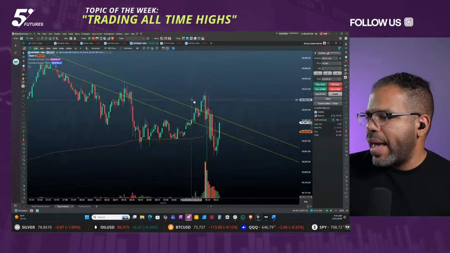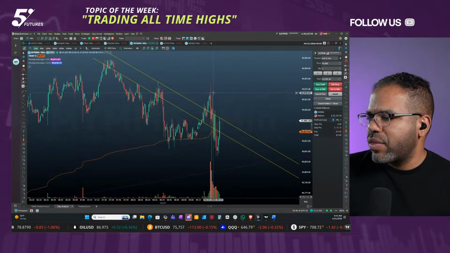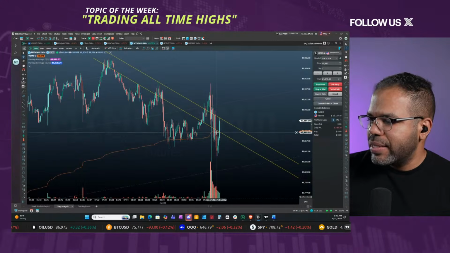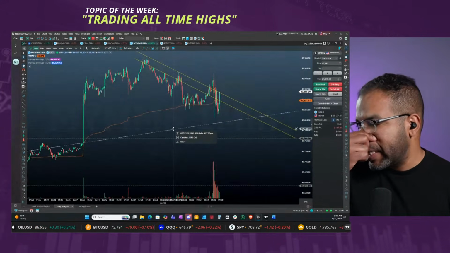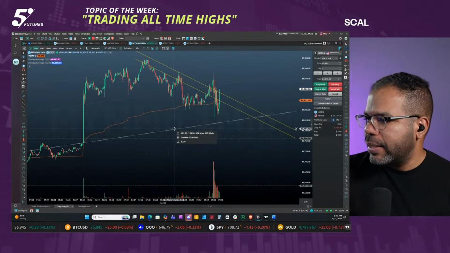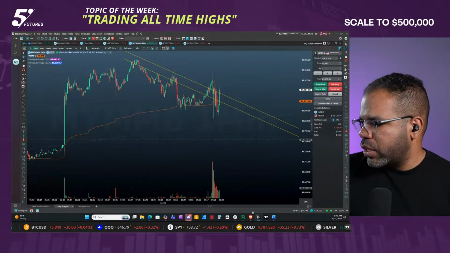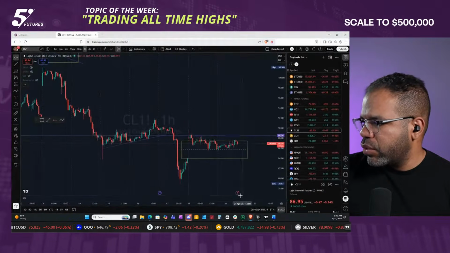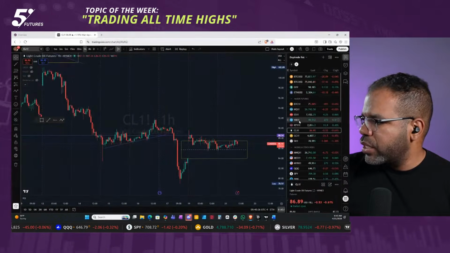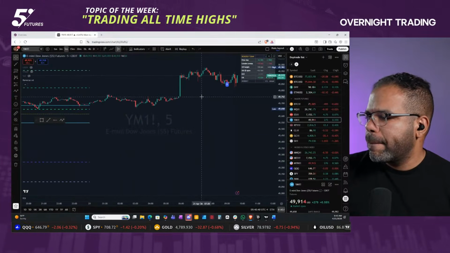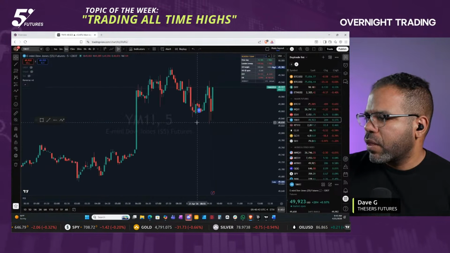On the YM, we got a fake breakout there and reverted back to the upside, but we are seeing some buying on the asset. So let's see what that shows us. I have a little indicator I use just to look at the opening ranges. So I'm going to open that on TradingView.